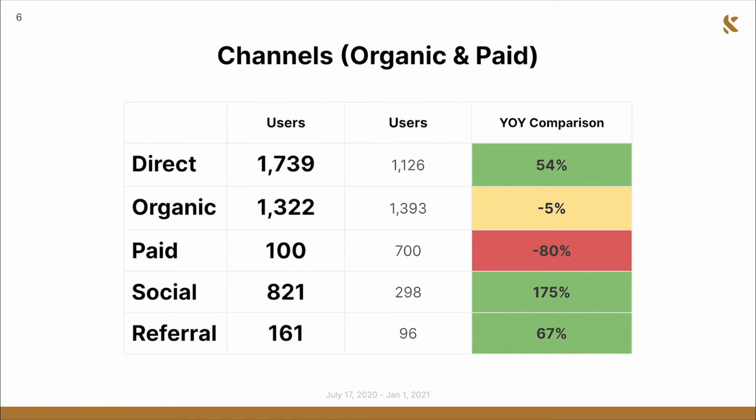Paid, well, we didn't approve any budgets for this really year to do some paid. That's quite low, and all these numbers are fake, of course, but social, wow, 175%. We are doing really well on social. What type of strategy are we doing? And let's dive into that.